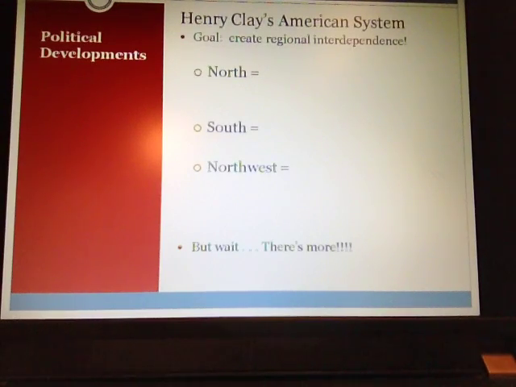So, he comes up with this plan called the American system. I wish Henry Clay had come up with a different name other than the American system, because the American system is so broad and so vague that a lot of times my students confuse it with just plain old checks and balances or democracy. But this is a specific plan to try and address the growing sectionalism in the country, and it's called the American system. Okay?